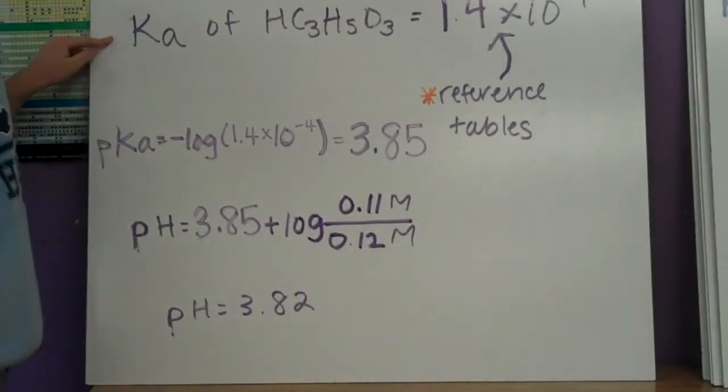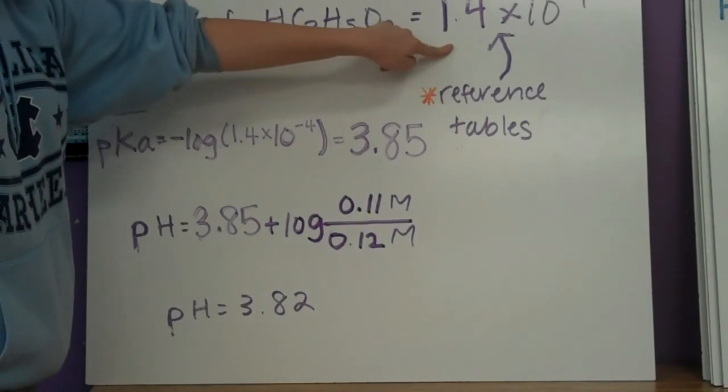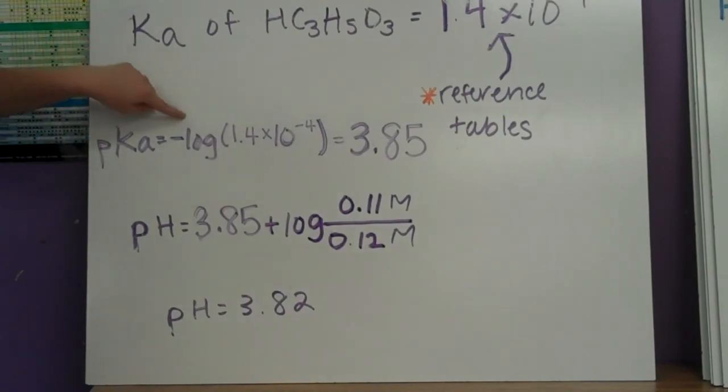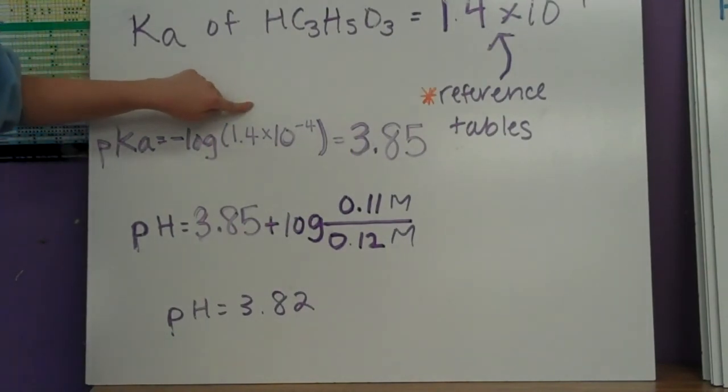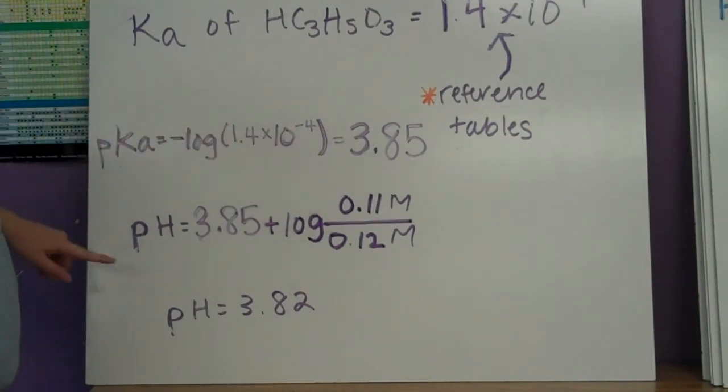we look in our reference tables. Since Ka is a constant, we know that it is 1.4 times 10 to the negative fourth. So when we solve for pKa, we plug it into negative log of 1.4 times 10 to the negative fourth. We find that the pKa is 3.85. Then when we plug this all in, we find that the pH is 3.82.